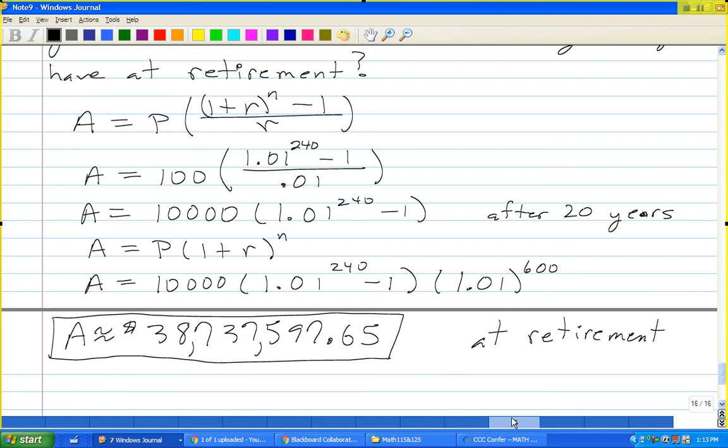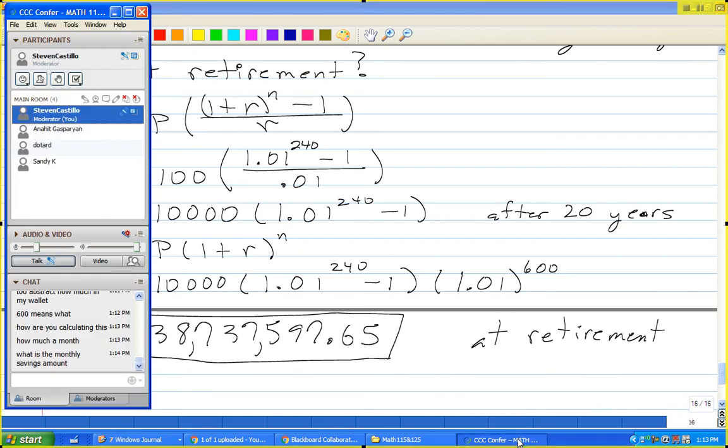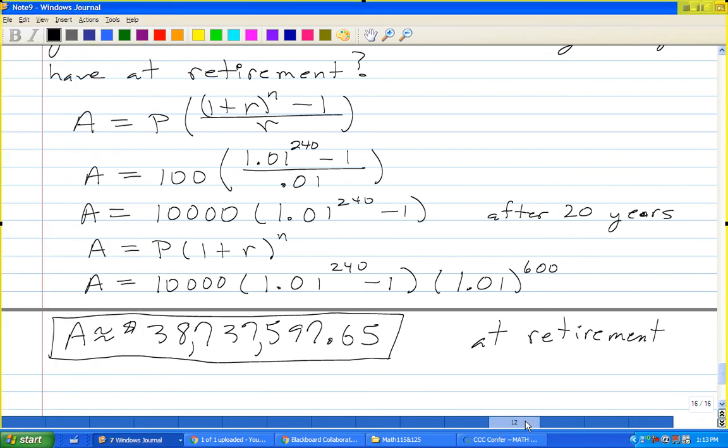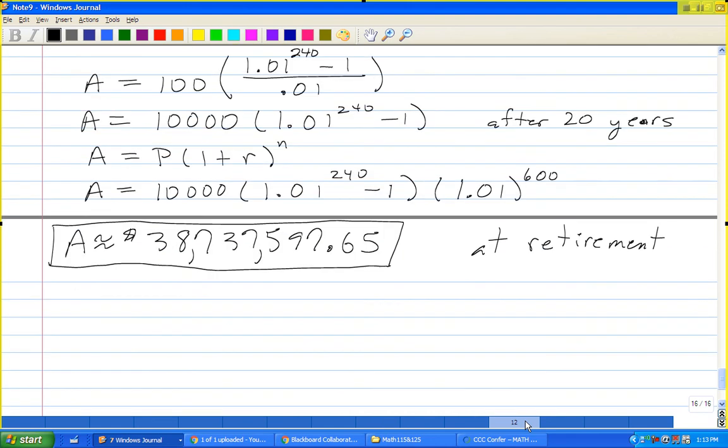He doesn't put any money in after the initial amount. What is the monthly saving amount? He put in $100, that's it. Are you asking how much total? Okay, so actually, let's see this.